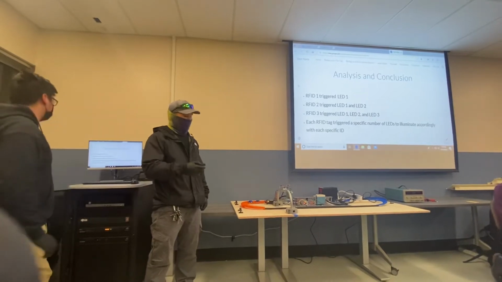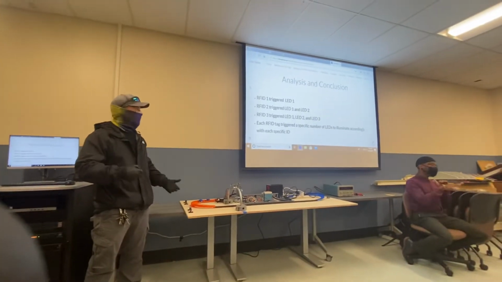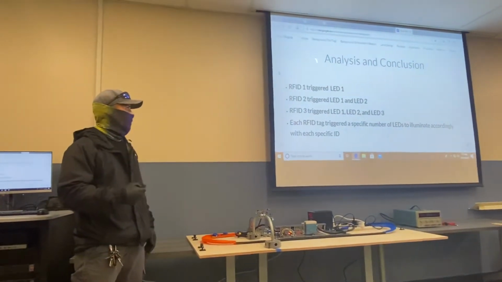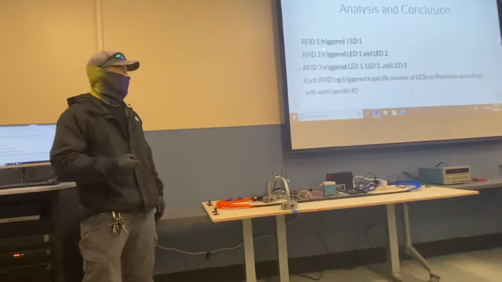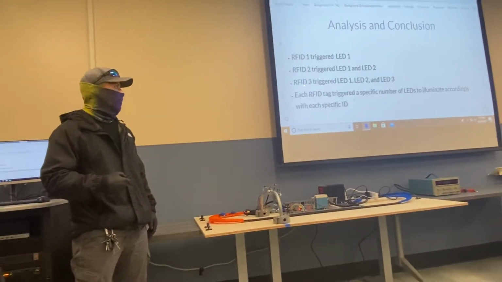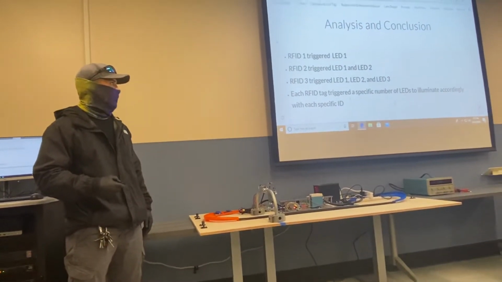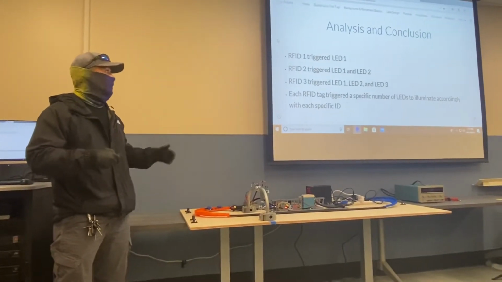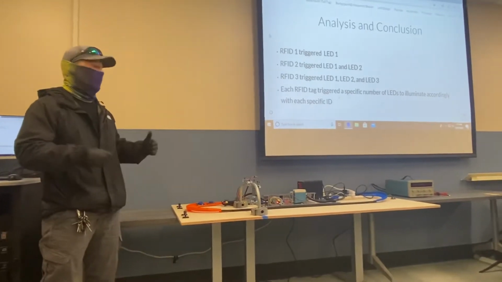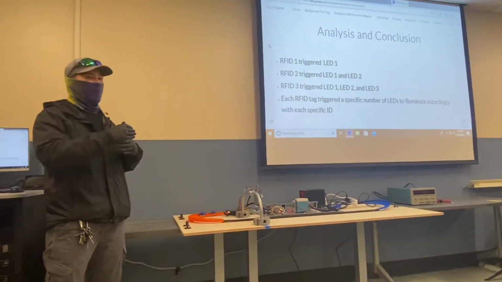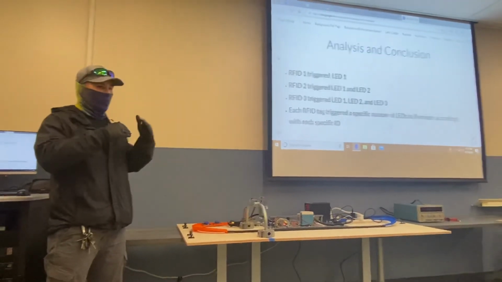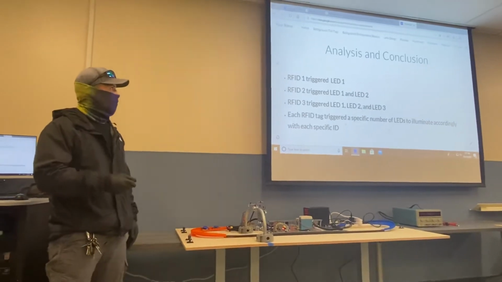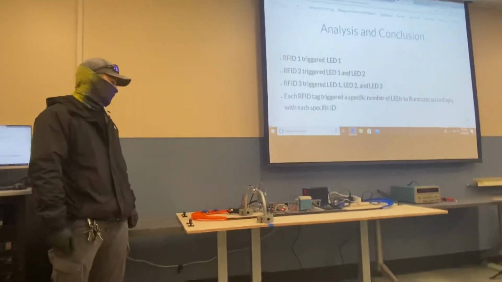So basically, based on the results, it proved our hypothesis to be correct based on our analysis. RFID 1 triggered LED 1, RFID 2 triggered LED 1 and 2, RFID 3 triggered LED 1, 2, and 3. And so, conclusion: each RFID tag triggered a specific number of LEDs according to their specific ID. They didn't have any different outcomes based on the inputs. So very consistent, no misreads, and that's pretty much it. Overall, it was a success.